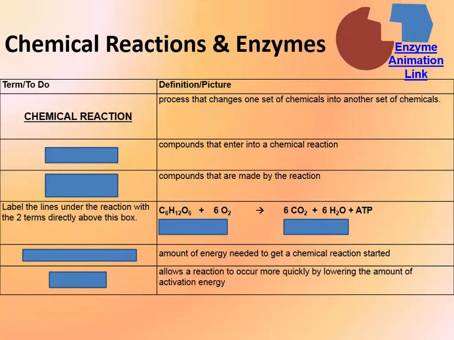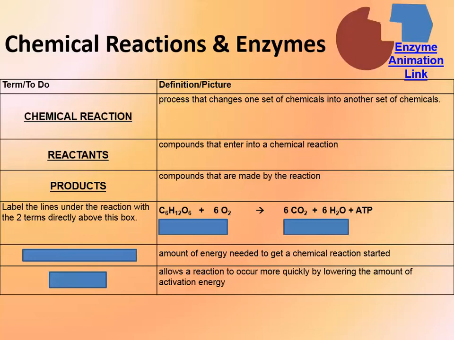A chemical reaction, which we should know, is the process that changes one set of chemicals into another set of chemicals. The reactants are going to be on the left side of the equation, the compounds that you put into the chemical reaction. So just like the example I did a couple weeks ago in class, where I used the math equation 2 plus 2 equals 4, both of those 2's are reactants. The products are the compounds that are made by the reaction. So in that same example, 2 plus 2 equals 4, 4 would be the product.